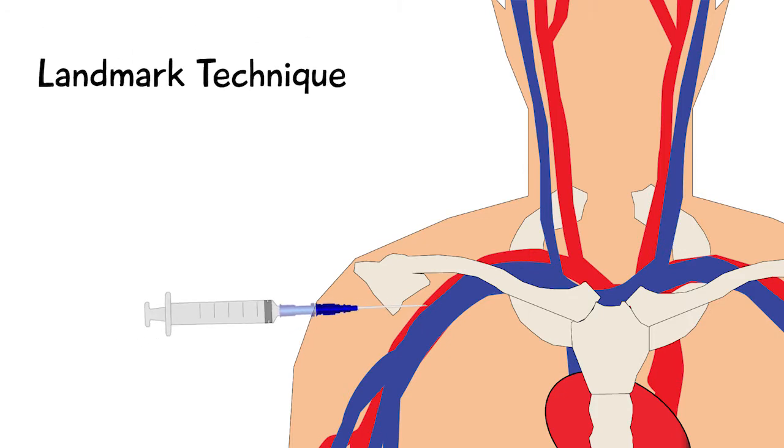With traditional landmark technique, the introducer needle is inserted close to the bend of the clavicle, usually aiming towards the sternal notch at the superior border of the sternum. The needle is parallel to the skin after being fed underneath the clavicle in order to access the subclavian vein with minimal chance of pneumothorax.